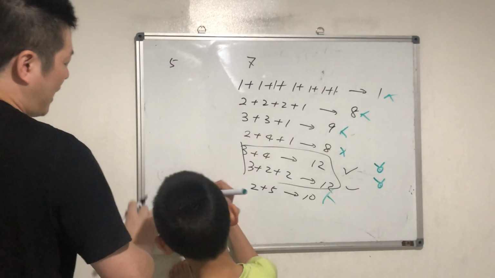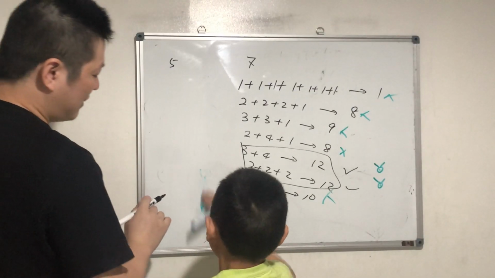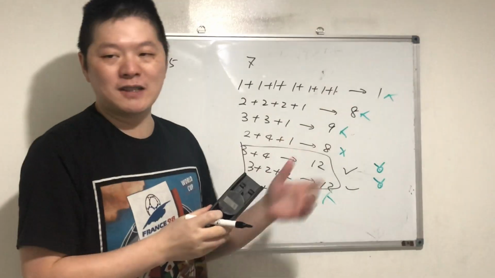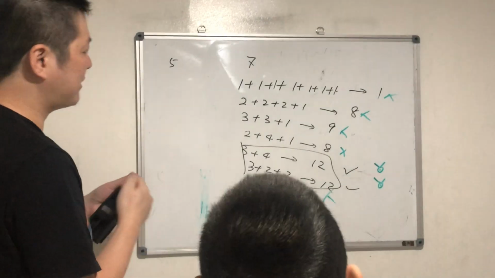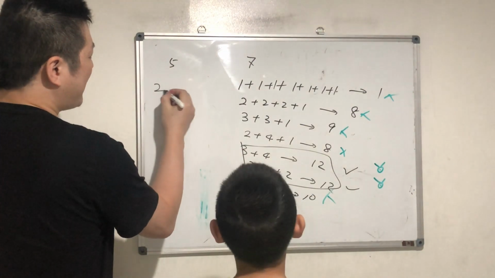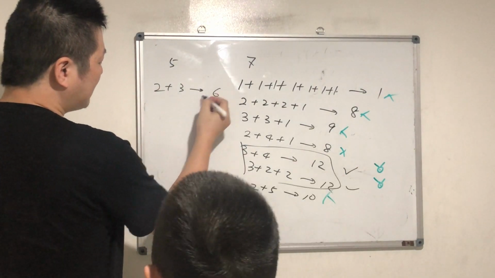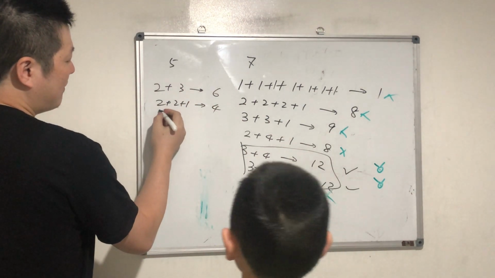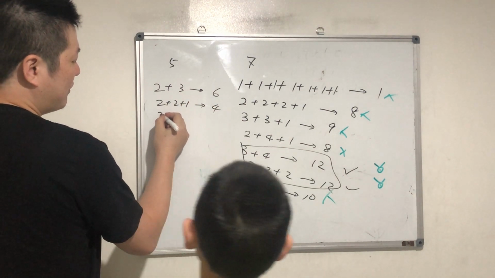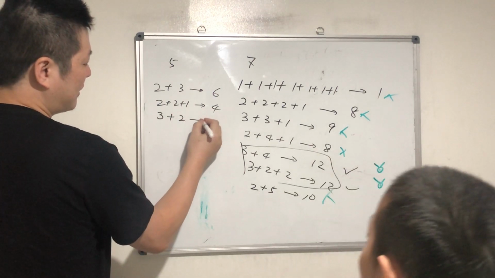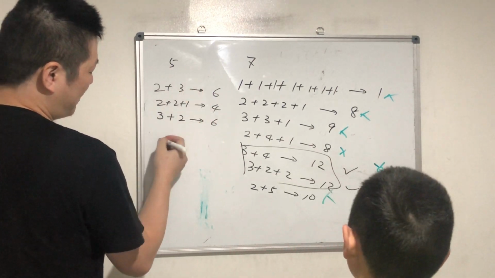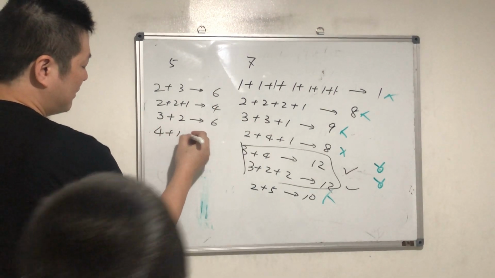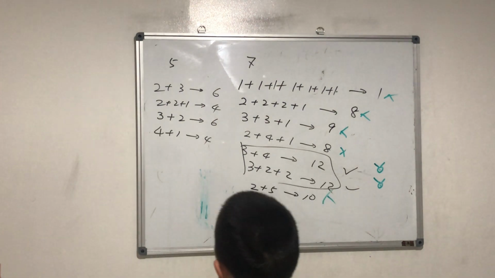Okay, 5. Obviously, you split into all ones. It's not optimal because the product is 1, so we skip that. 2 plus 3 will give me 6. 2 plus 2 plus 1 will give me 4. 3 plus 2 gives me 6, the same. How about 4 plus 1? That gives me 4.